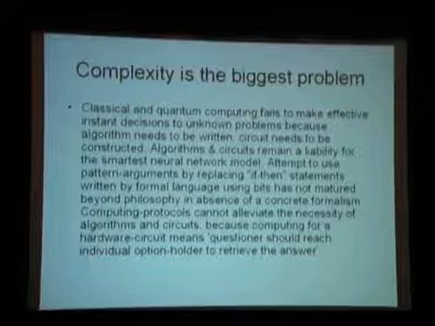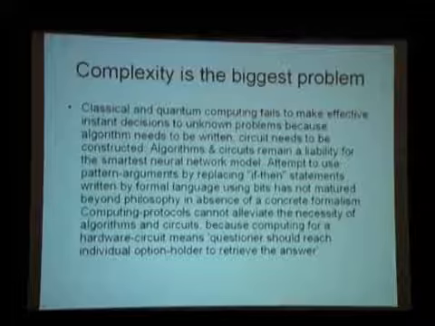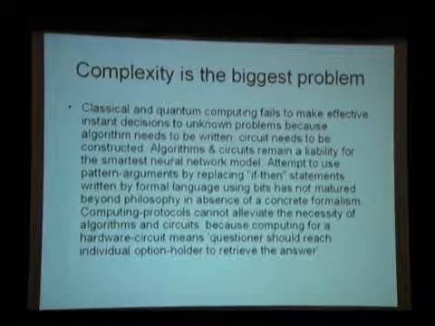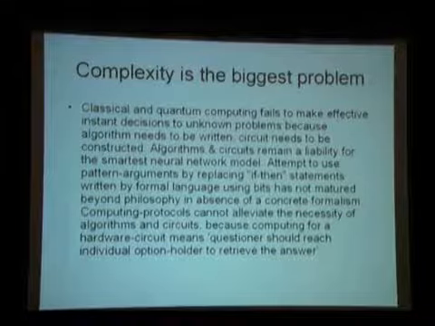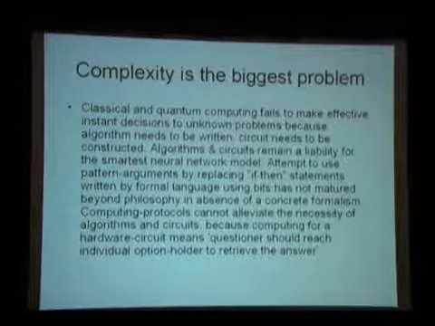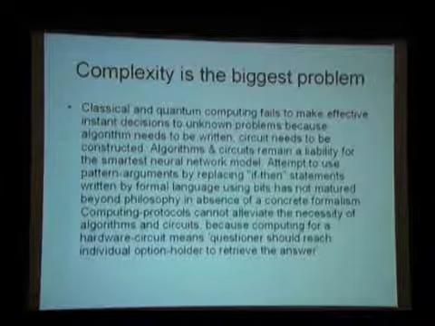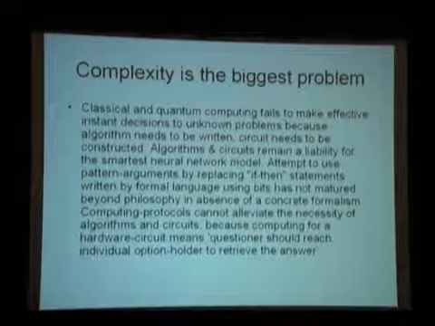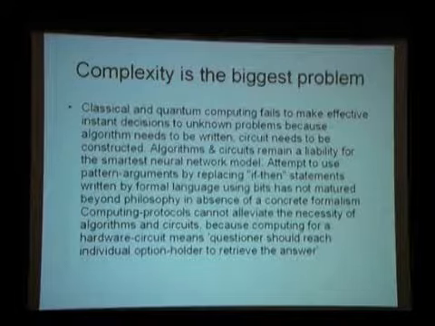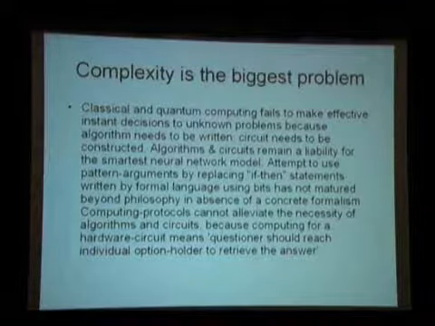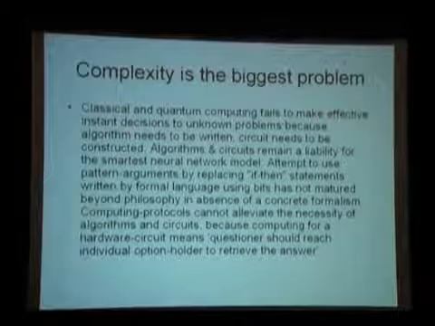Now, what is this? Why quantum, and why existing computing protocols? I'm not saying that changing protocol will not be possible, but existing protocols fail to make instant decisions on unknown problems, because algorithms need to be written, circuits need to be constructed. Algorithms and circuits remain a liability for the smartest neural network. And existing computing protocols cannot alleviate the necessity of algorithms and circuits, because computing with a hardware circuit means the questioner should reach individual option holders to retrieve the answer.